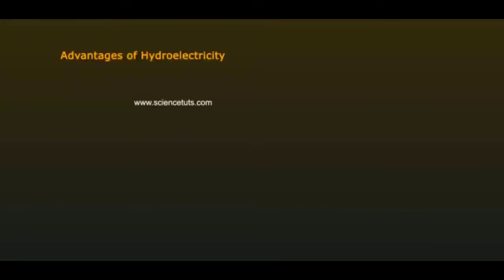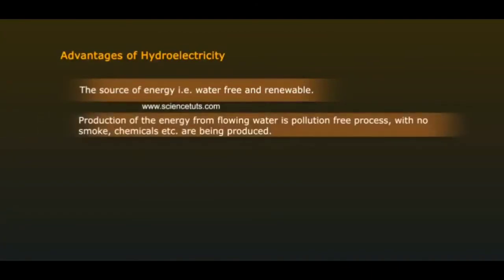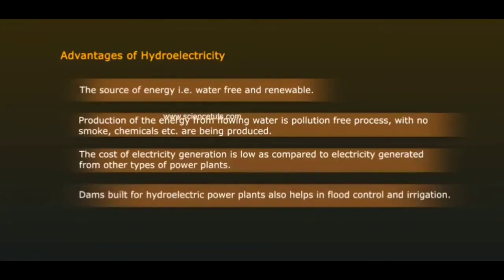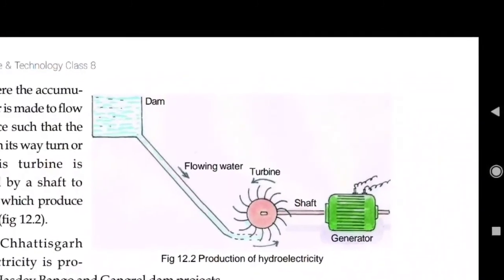Advantages of hydroelectricity. The source of energy, that is water, is free and renewable. Production of energy from flowing water is a pollution-free process, with no smoke, chemicals, etc. being produced. The cost of electricity generation is low as compared to electricity generated from other types of power plants. Dams built for hydroelectric power plants also help in flood control and irrigation. In Chhattisgarh, hydroelectricity is produced in Hasdeo, Bango and Gangrel Dam.